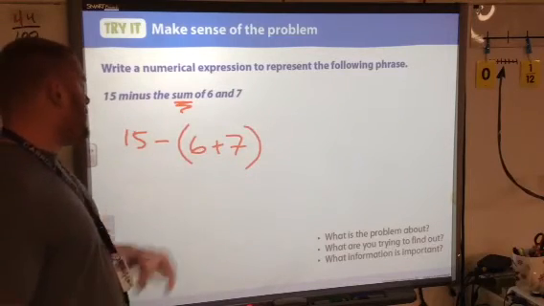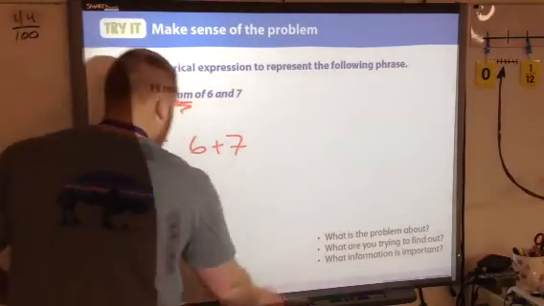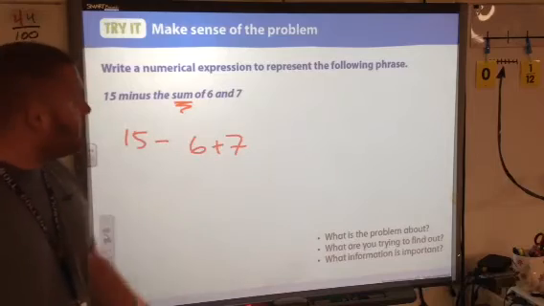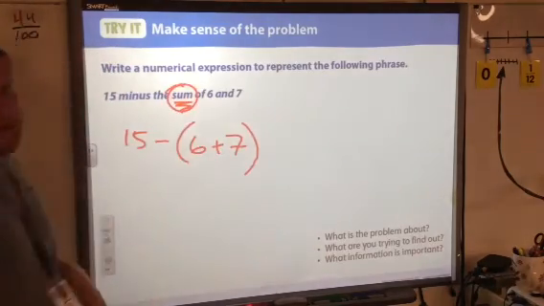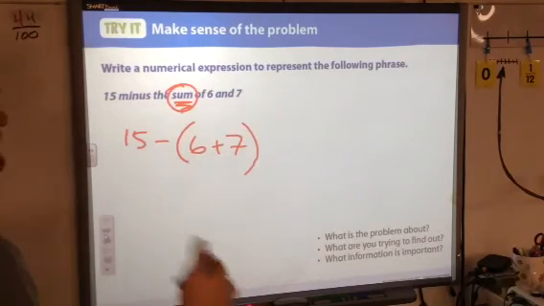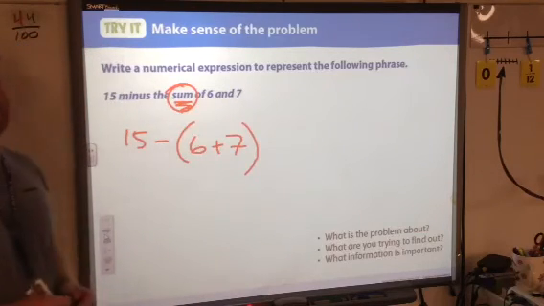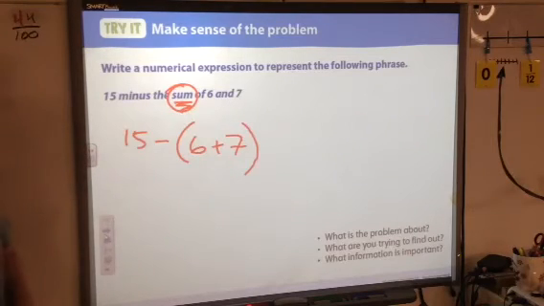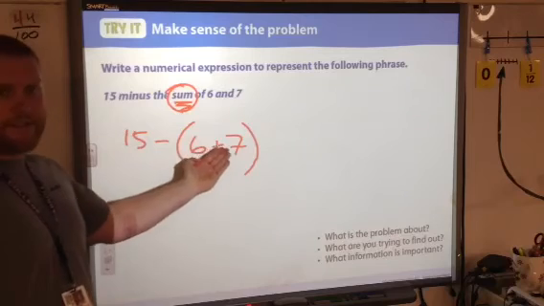If I got rid of these parentheses and said 15 minus 6 plus 7, it's different when you apply the sum part of it. Sum means parentheses. Sum means the result of addition. So I have to add those parentheses in there when we hear that word sum, because this is how you would write it. It's 15 minus the sum of 6 and 7.